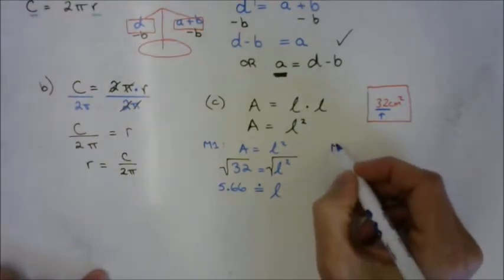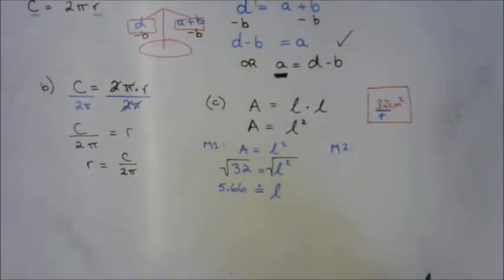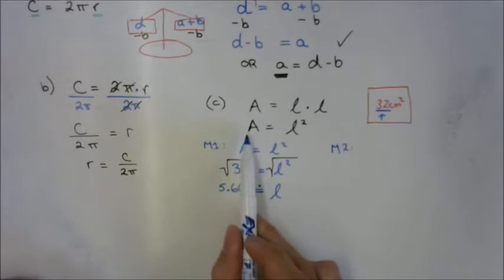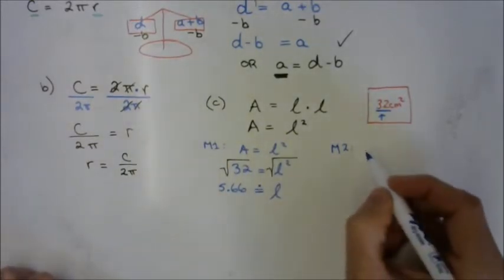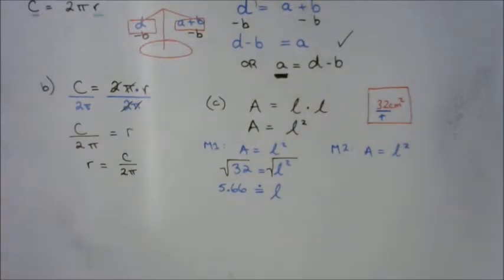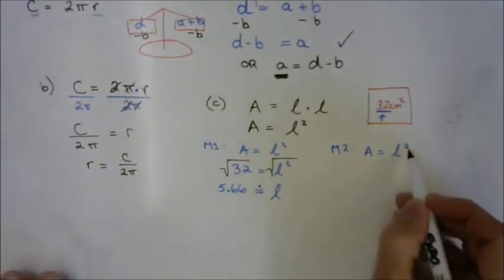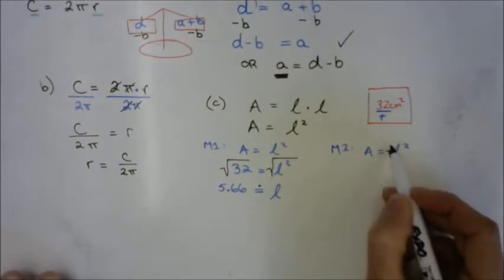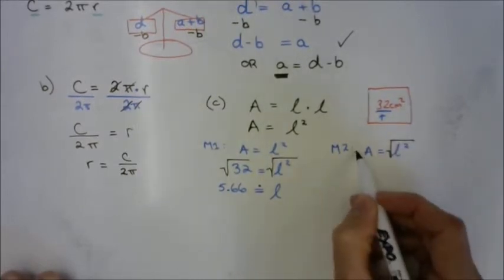Method 2. In method 2, we're not going to sub in our value for A first. Instead, we're going to rearrange our formula first, and we do the exact same steps. In order to undo this L squared, I'm going to take the square root of both sides.